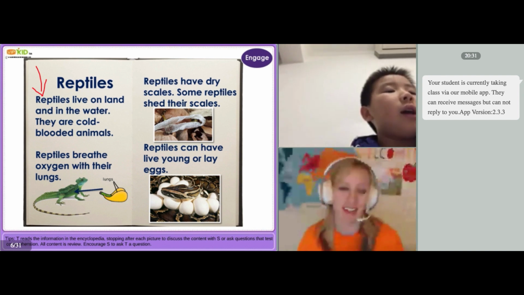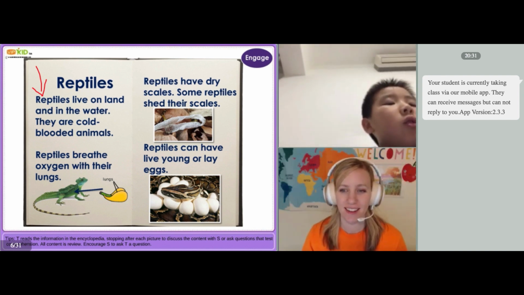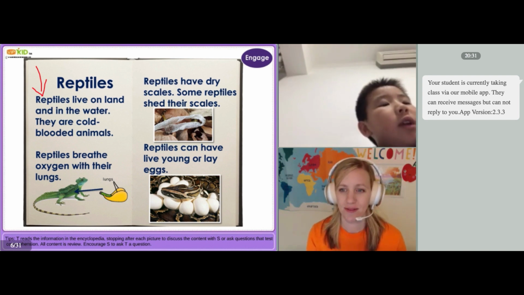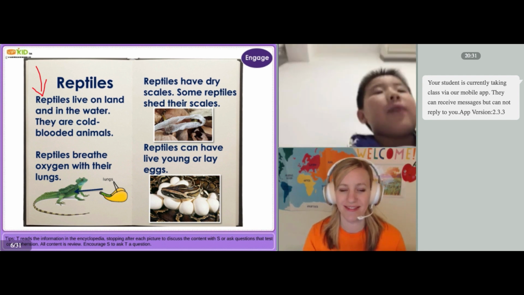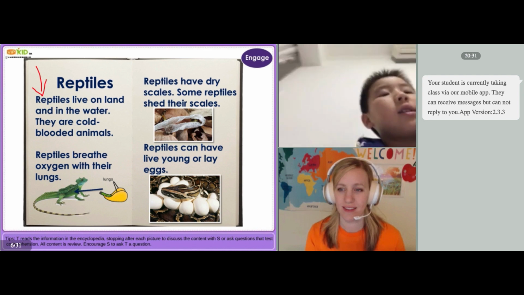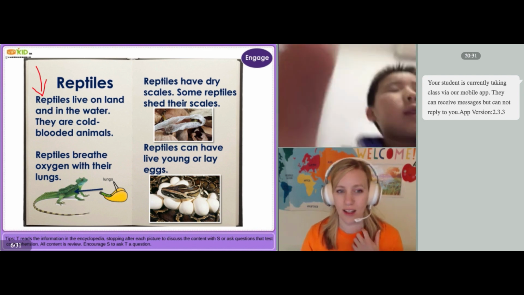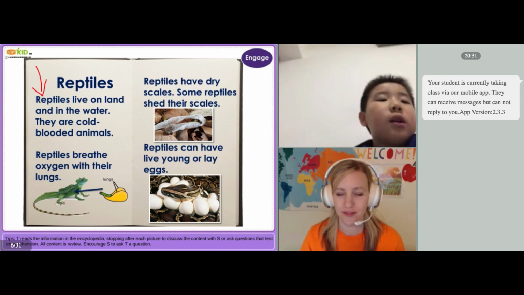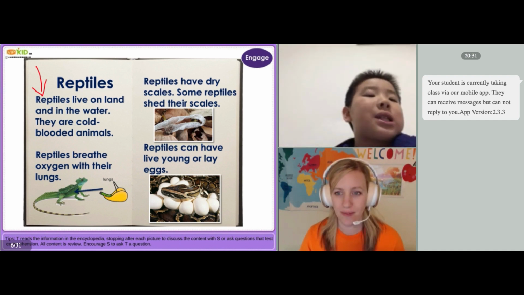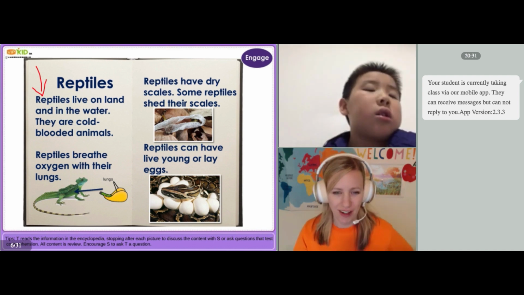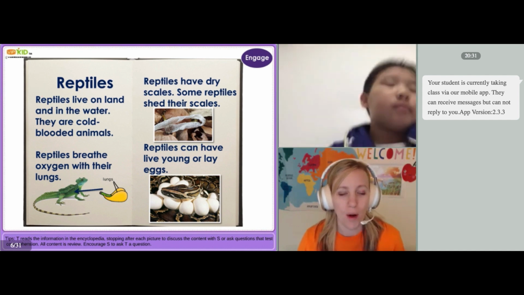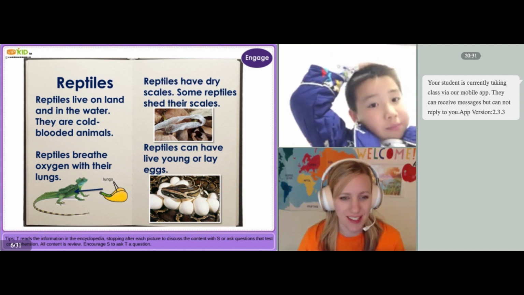Reptiles live on land and in the water. They are cold-blooded animals. Reptiles bring the oxygen with their lungs. Reptiles have scales. Some reptiles shed their scales. Reptiles can have live young or lay eggs. Okay, very good. So live young or lay eggs. Okay, so these are the eggs.